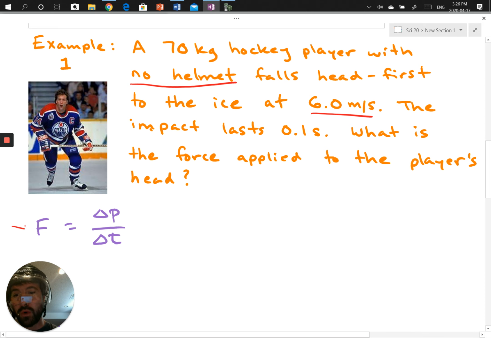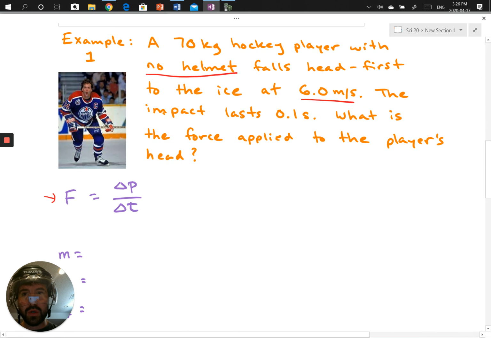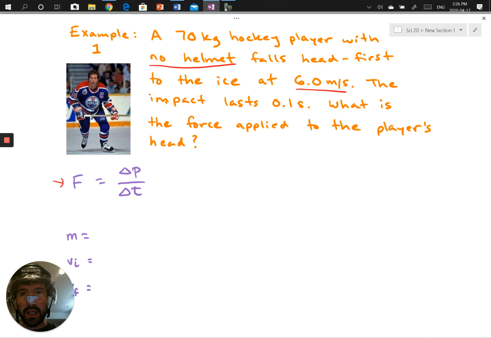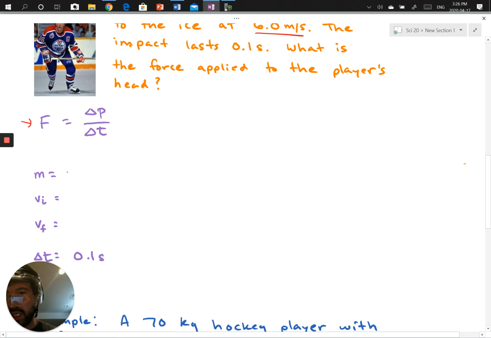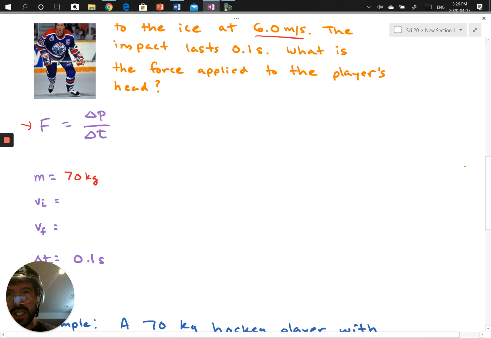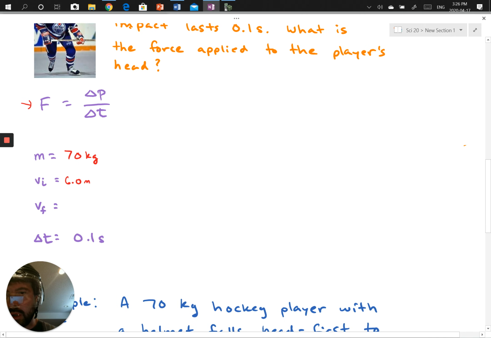So we can use this formula to help us answer that question. But in order to use that formula, we're going to need to calculate the impulse, or the change in momentum. I have here some information that we're going to need. The mass of this player is 70 kilograms. The initial velocity, I said in the problem, was 6.0 meters per second. The final velocity, we have to assume, is going to be 0 meters per second, right? His head's going to hit the ice and it's going to stop. And the time over which that collision happens is 0.1 seconds, really fast.